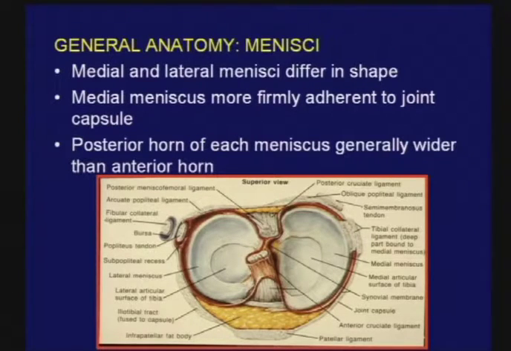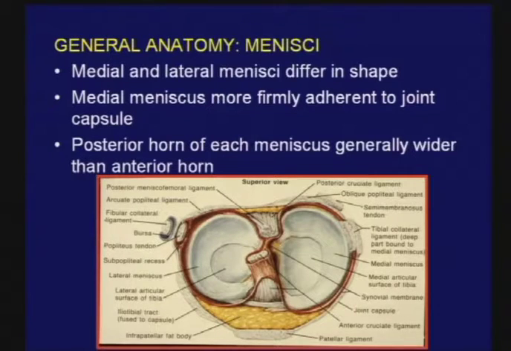The shapes of the two menisci are not the same. The medial meniscus is more elongated. The lateral meniscus is more circular. They both cover part of the tibial articular surface, but the degree of coverage is greater on the lateral side than it is on the medial side.